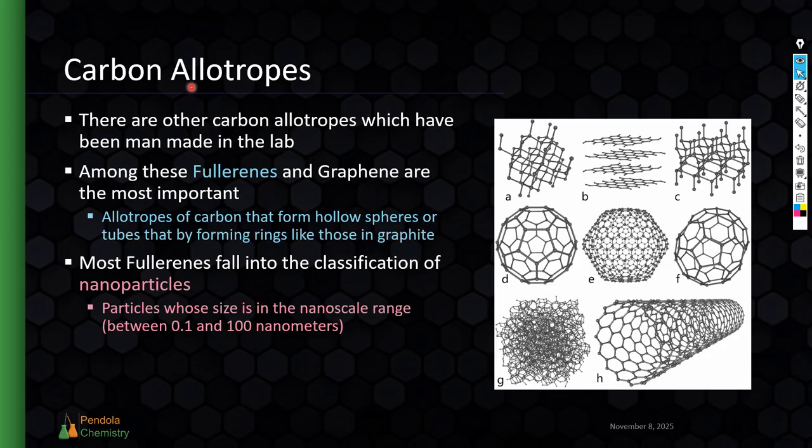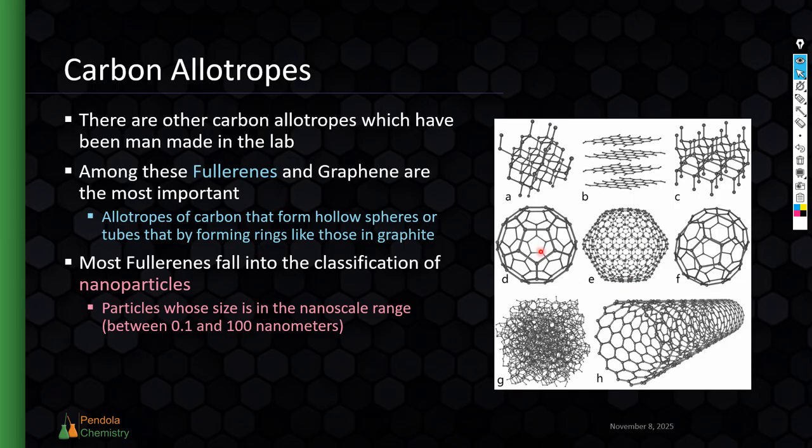Carbon allotropes are both synthetic and natural. There are other carbon allotropes other than the graphite and diamond that we saw in the earlier section. Diamond and graphite are the only naturally occurring allotropes of carbon, but there are some man-made synthetic allotropes which we call fullerenes and graphene. Fullerenes and graphene are the most important synthetic allotropes of carbon because we use them in modern technology. Allotropes of carbon that form hollow spheres or tubes out of carbon structures are what we call fullerenes.